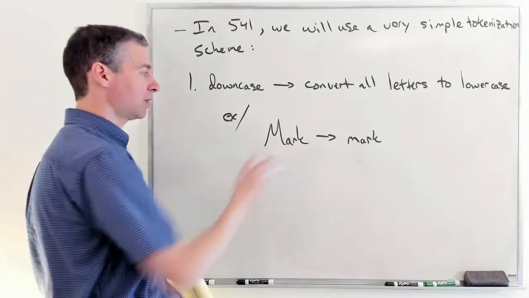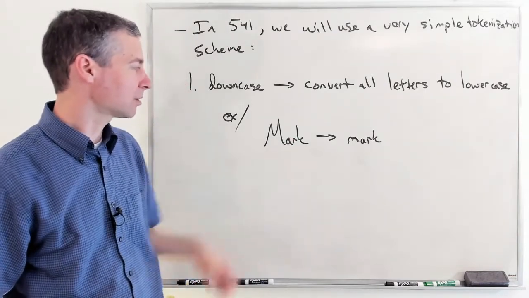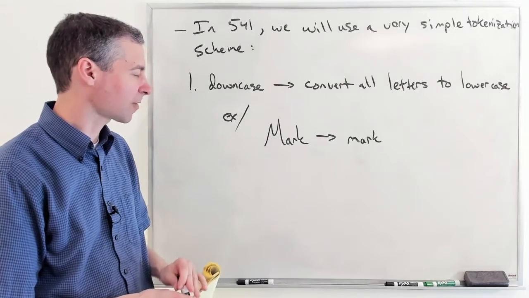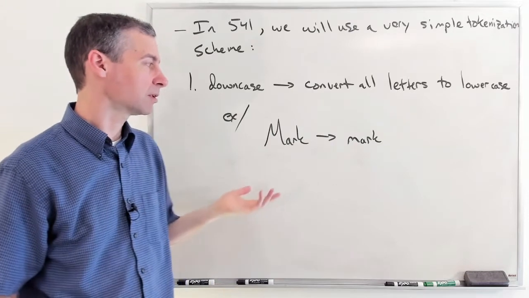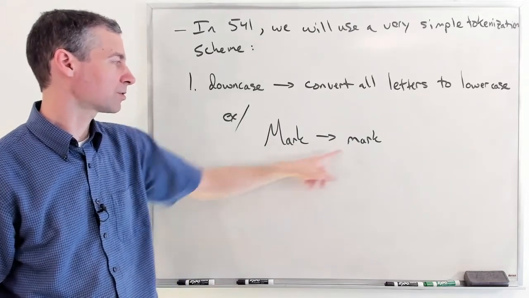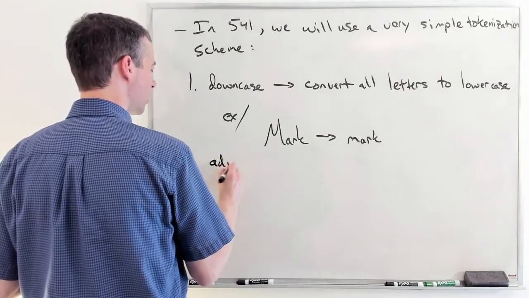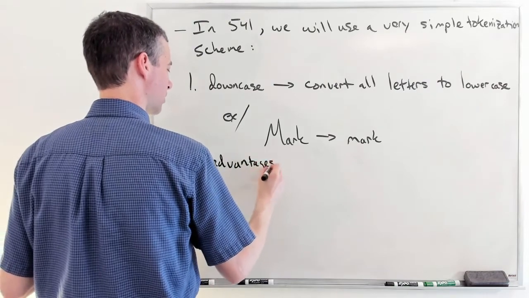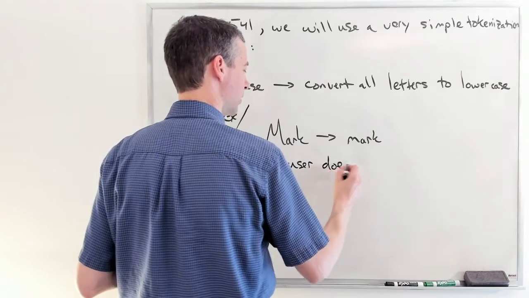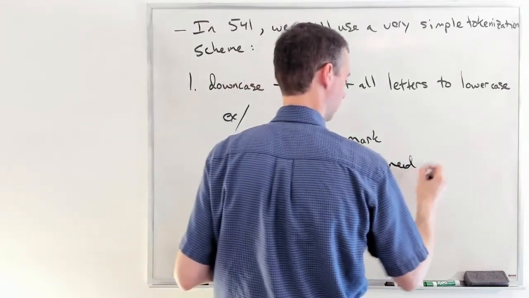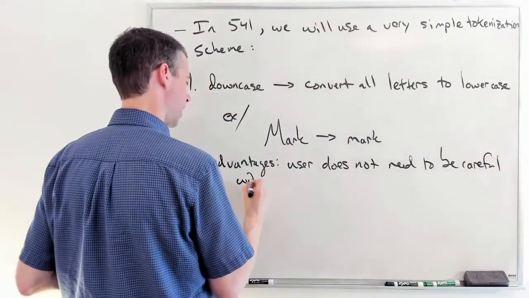Anyway, so we could have a name, such as mine. We capitalize names, proper nouns. And to downcase it, we convert all of it to lowercase. These are already lowercase, so it's just the first letter that changes. What sort of advantages, why would we be doing this? So advantages to downcasing, a great thing is the user does not need to be careful with case in their query.